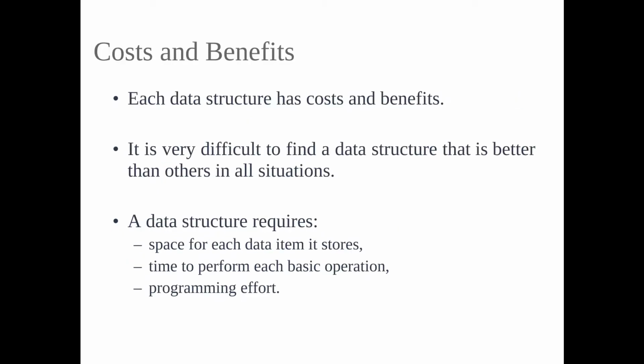Okay, so what are actually the costs and benefits? Each data structure has its own costs and benefits. It is very difficult to find a data structure that is better than the others in all situations, right? So you have to make trade-offs in selecting a data structure for a particular problem, right? A data structure requires three things. First is space for each item it stores, right? That's the first thing, and that's an obvious thing. The second is time to process each basic operation. The third is the programming effort.